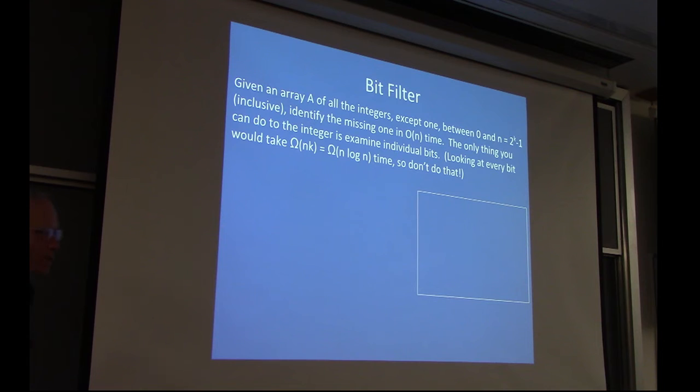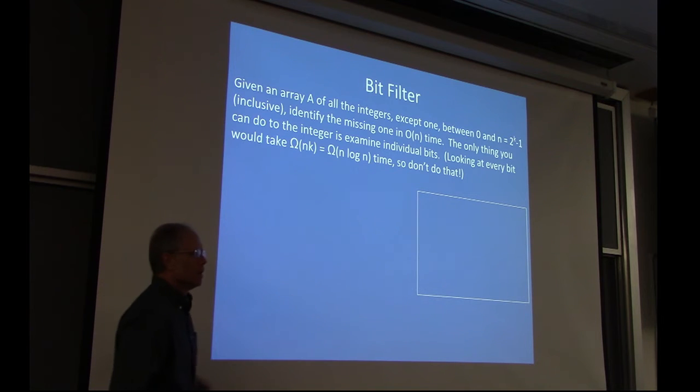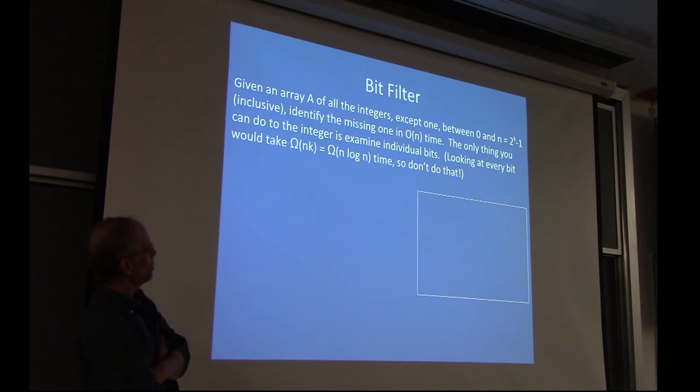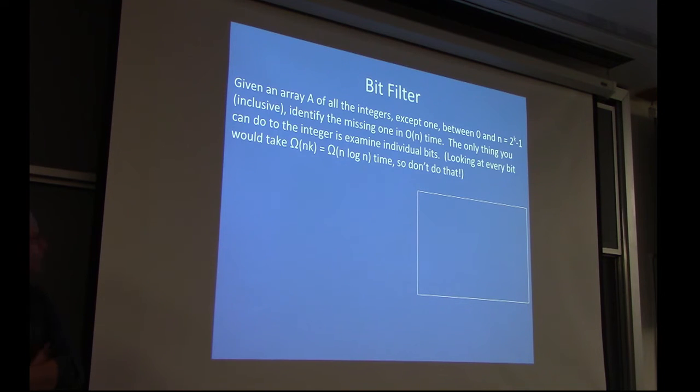But to make the problem interesting, you're only allowed, the only thing you can do with an integer is look at individual bits. So you can go to a number and say, what's the high order bit? What's bit 0, what's bit 1, what's bit 2? So you can look at the bits and compare bits of numbers. And I guess you can copy complete numbers. But you can't look at every bit. There's not enough time to look at every bit, since I'm going to do it in linear time. So figure out how to do this faster using divide and conquer.